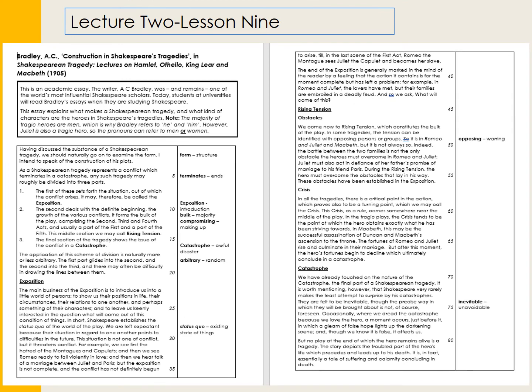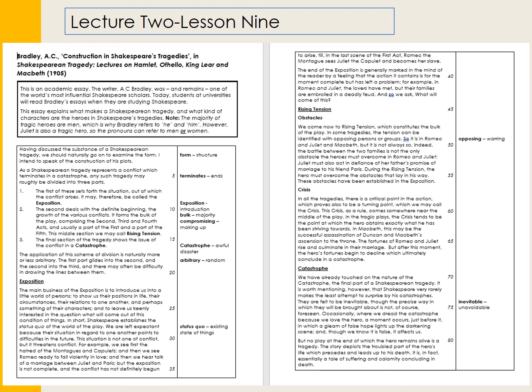All right then, so in lecture 2, which we again looked at all the way back in lesson 9 during this unit of work, Bradley talks about the construction of Shakespeare's tragedy, so the different parts that make up a play. Again, I'm going to read this, and as you listen, you can annotate and circle or underline or highlight the different aspects that relate to Romeo and Juliet. Okay, so again, I'm not going to read the blurb, I'm just going to start from the main body of the essay. You have this in your student booklet, okay?